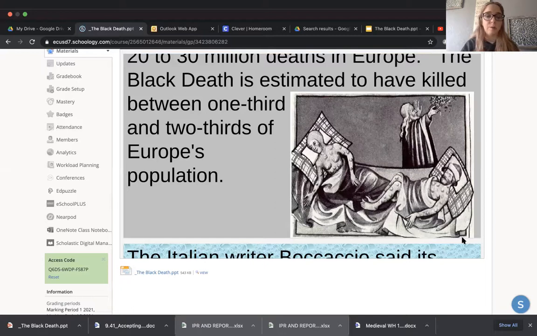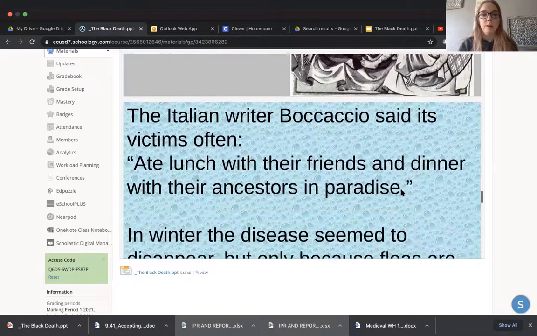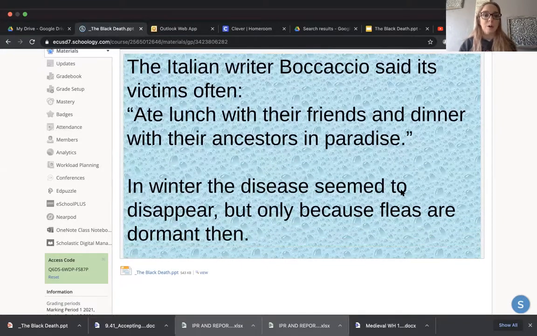And so a scary part for a lot of people was even those priests that came in to heal the sick were getting sick as well. So some of the godliest people on earth were getting sick. And so people had a legitimate fear that God was angry with them. So people would write about it. One of the most interesting writers of the time, his name was Boccaccio. He used humor and satire to write about the plague. So he said, I ate lunch with friends, but by dinner they were eating with their ancestors in paradise. So you would have lunch with people on earth, and then by dinner they were gone.